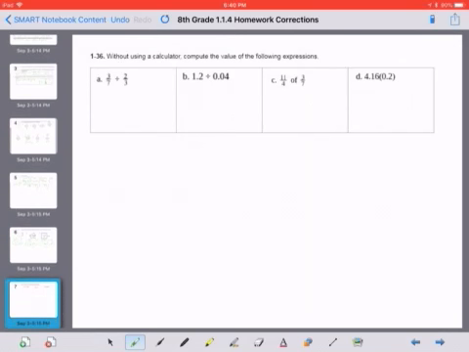The next problem, I'm going to compute without using a calculator. So I'm going to do different problems. The first one is 3/7 divided by 2/3. I'm going to keep, change, flip. So I'm going to get 3 over 7 times 3 over 2, which is going to give me 9/14.